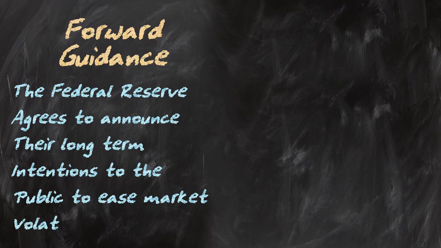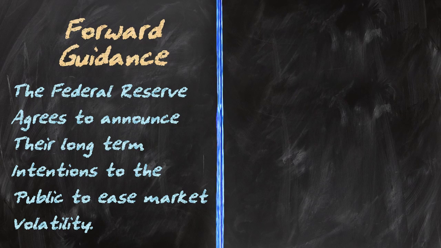They say that we're going to have these low interest rates for maybe the next 2 quarters. And that is going to make it so that people don't panic, that they don't speculate. They know what the Federal Reserve is going to do, so they can go about their business based on that understanding. It makes the market a little less volatile when they do that, in theory anyway.